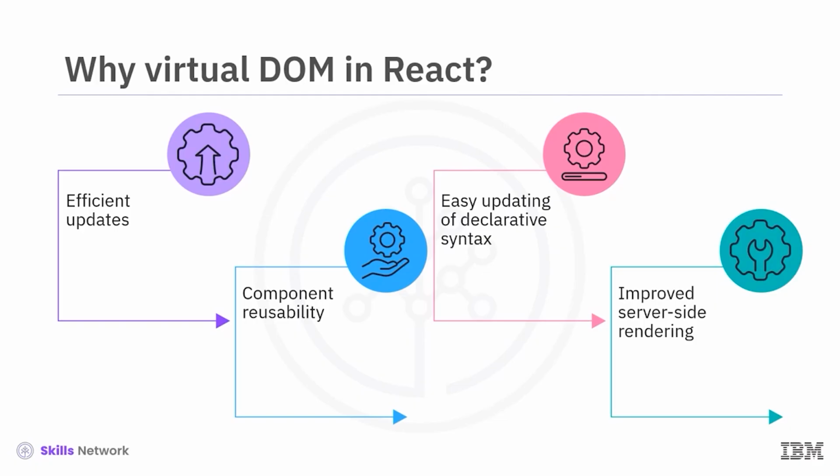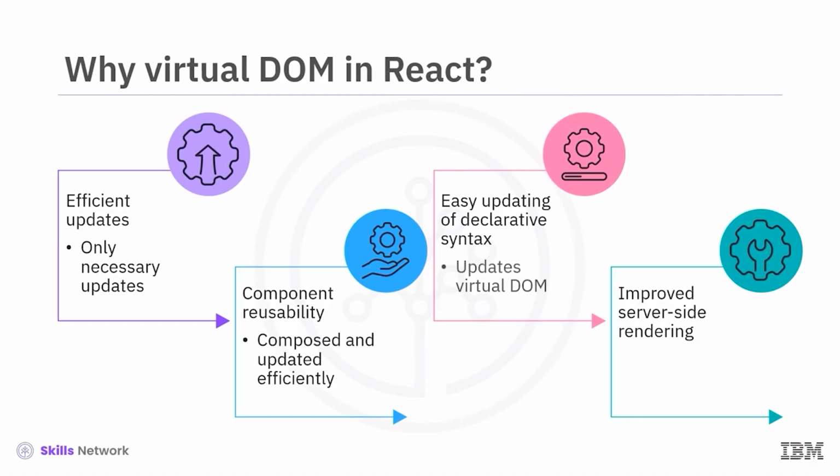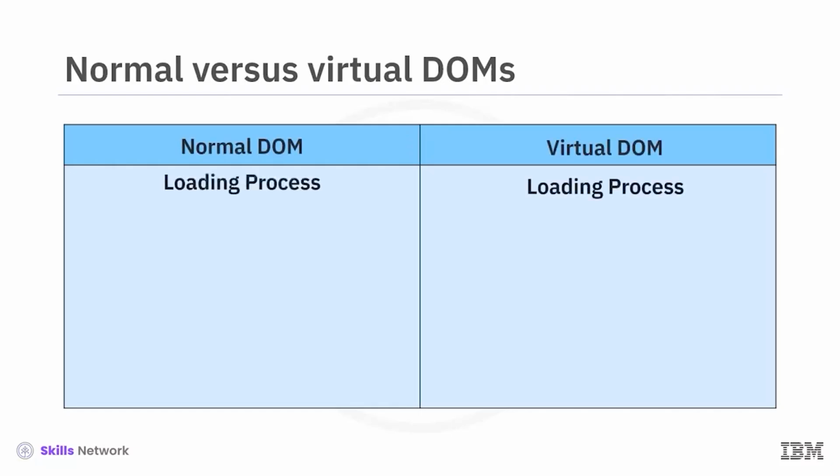The advantages of virtual DOM in React are efficient updates, component reusability, easy updating to declarative syntax, and improved server-side rendering. React's virtual DOM ensures that only the necessary changes are made to the actual DOM, leading to better performance and faster rendering. Virtual DOM allows developers to create reusable components that can be composed and updated efficiently. React's declarative syntax allows developers to describe the intended UI state, and React updates the virtual DOM and renders the components accordingly. Virtual DOM enables server-side rendering in React, improving the initial page load performance and web application search engine optimization, SEO.